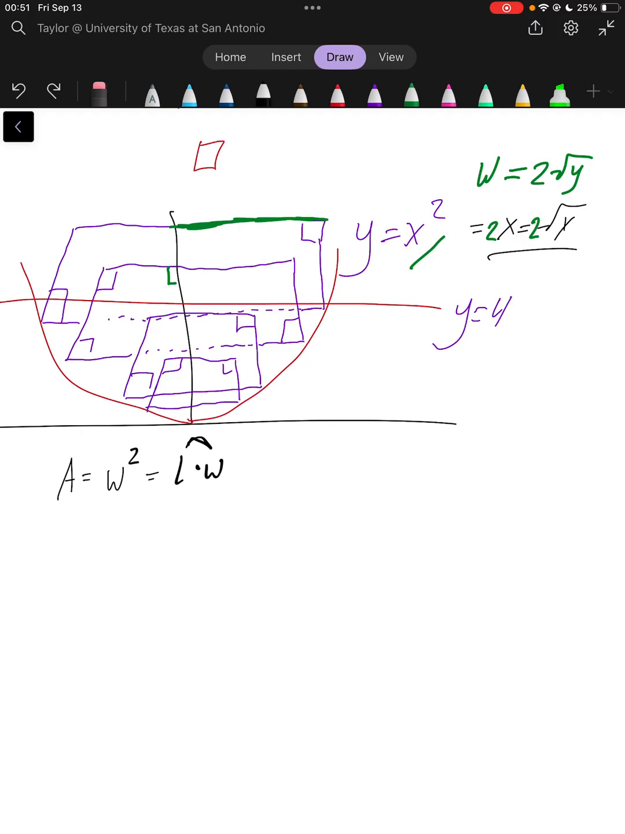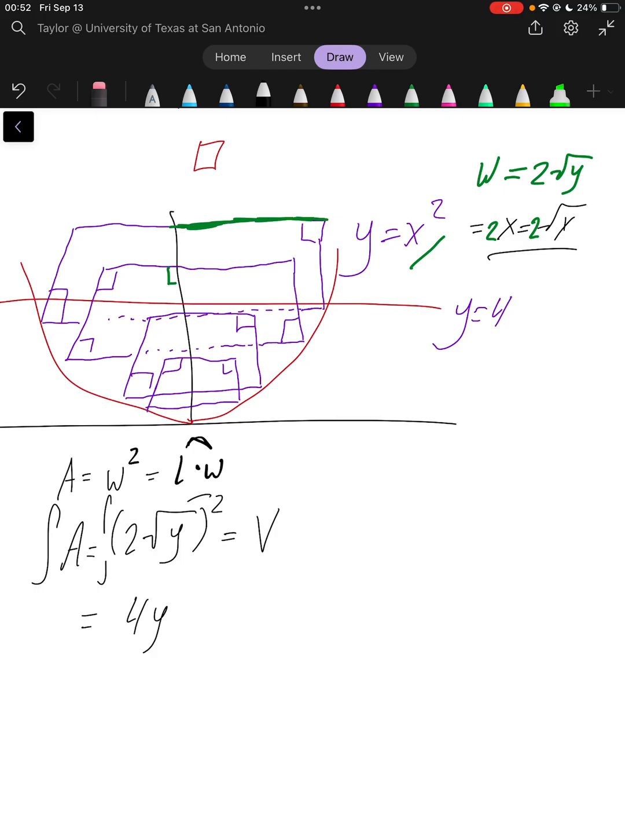A equals 2 square root y, squared. When I distribute this exponent, I get 4y. The last thing we need to do is remember that the integral of area equals volume. So the integral is volume. Alright, so what are our bounds here?